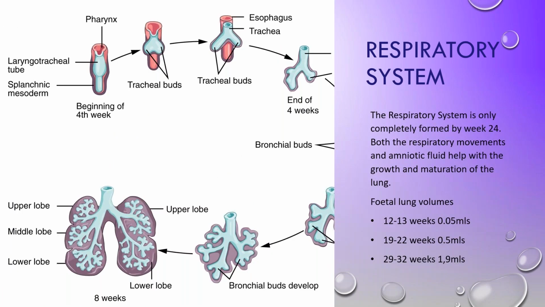The respiratory system is only completely formed by week 24. So both the respiratory movements and amniotic fluid help with the growth. So the fetal lung volumes at week 12 to 13 is about 0.05 mils.